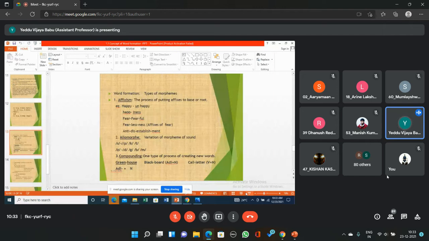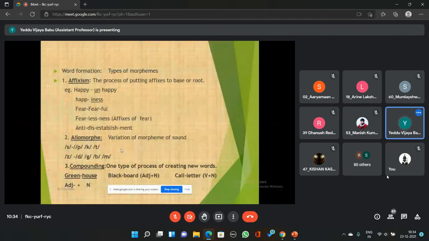So here we learned the types of morphemes. At the same time, we came to know several detailed points related to word formation techniques. Apart from that, we also learned various types of morphemes like affixes and allomorphs. We talked about affixation, like suffixing and prefixing. So today's class deals with some important aspects related to word formation and the types of morphemes.